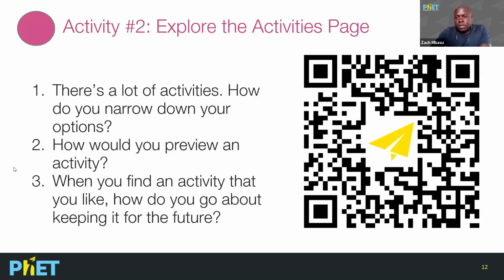The link to the QR code is also dropped in the chat box. So if you're not able to scan the QR code, you can use the link in the chat box and try to figure out how do you narrow down your options for the activities. And then secondly, how would you preview an activity to get an idea of what that activity is about? And lastly, when you find that activity, how do you save it? How do you keep it for future use? If you have ideas to any of those questions, please feel free to drop it in the chat box.